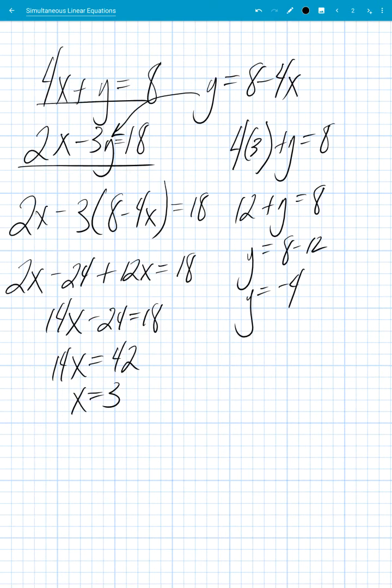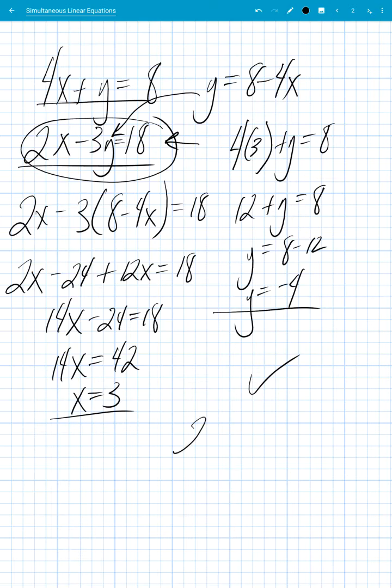Now I can also check by plugging both of these back into the equation that I didn't use, back over here into this equation. So let's do that just as a check. So let's check that. I've got 2 times, I'm saying that x is equal to 3, minus 3 times y, which I'm saying is negative 4. And I want to see if this is equal to 18.